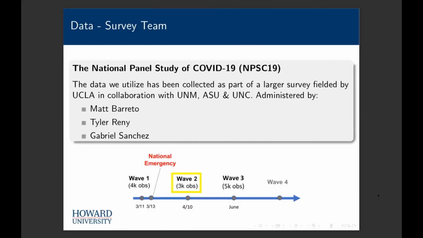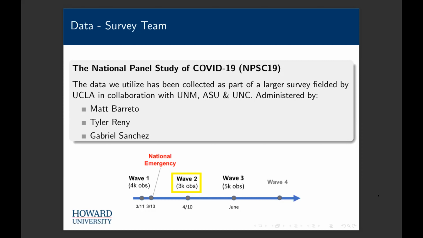So, getting into the data. We use the National Panel Study of COVID-19. The data we utilize has been collected as part of a larger survey fielded by UCLA in collaboration with the University of New Mexico, Arizona State, and UNC Chapel Hill. It's really great. This panel study started right before the pandemic was declared a national emergency, and on March 11th was when it was first fielded.